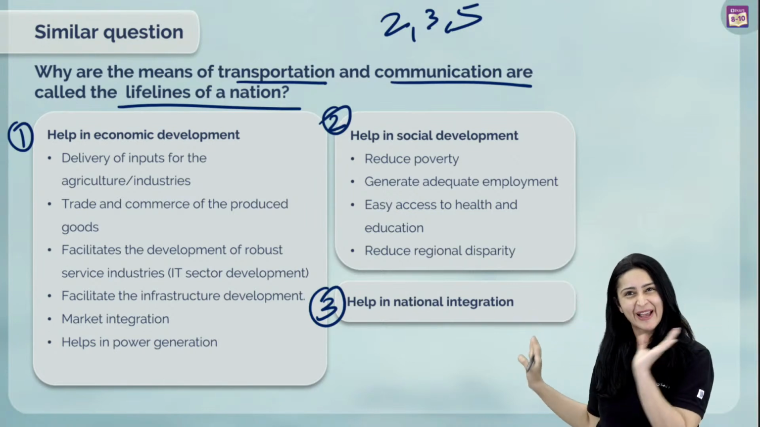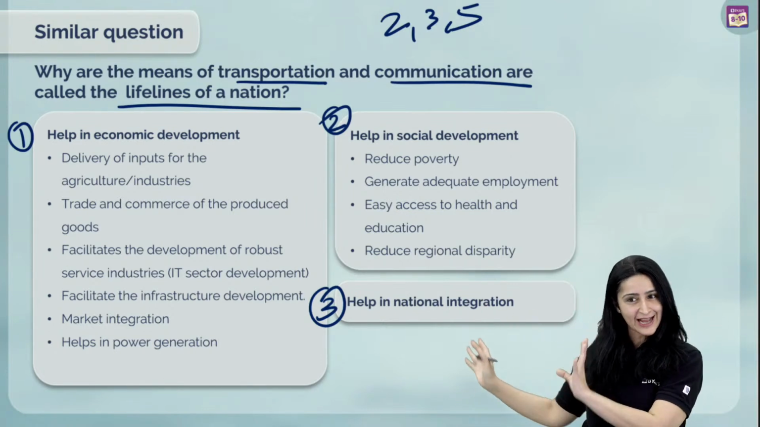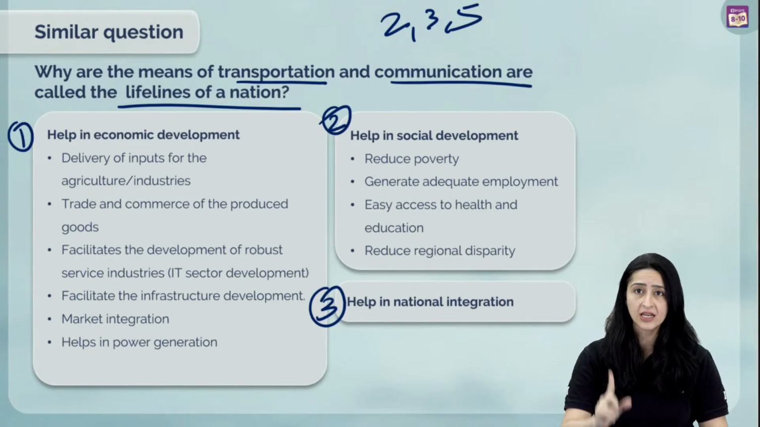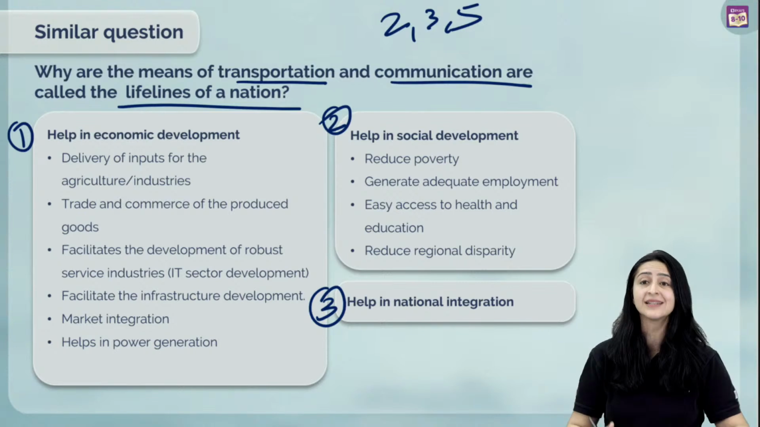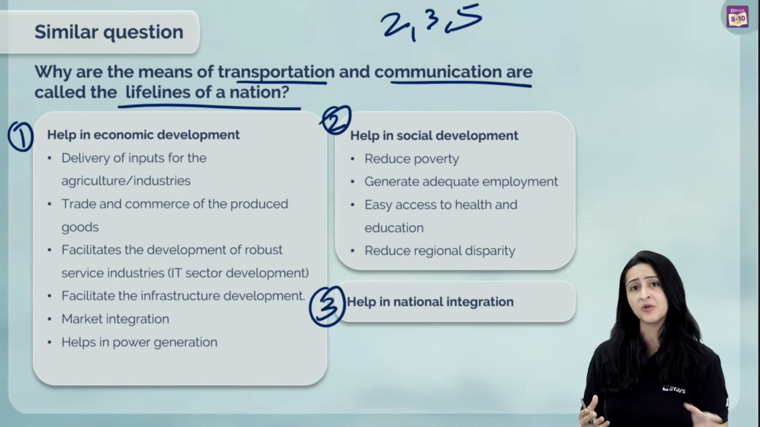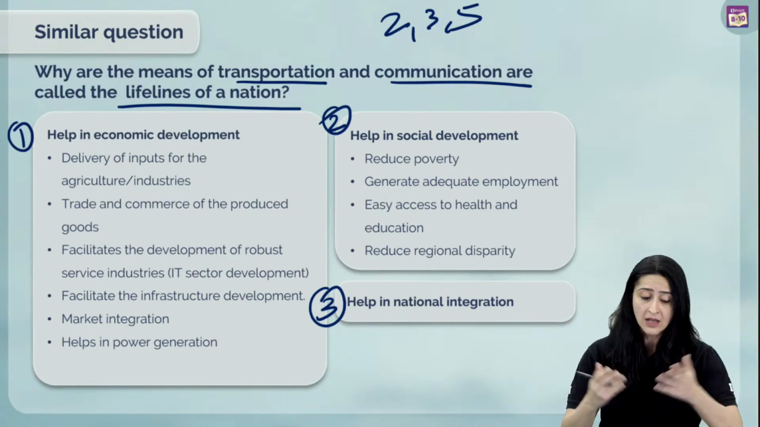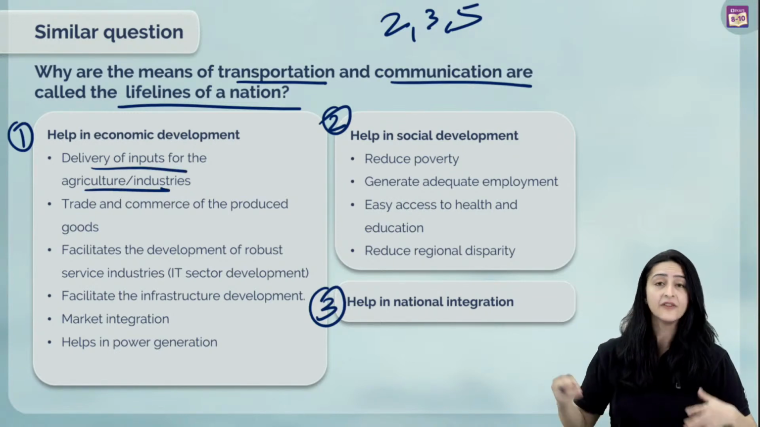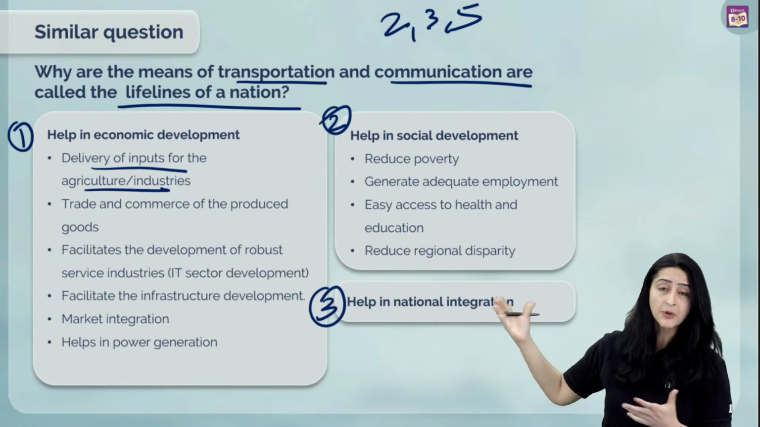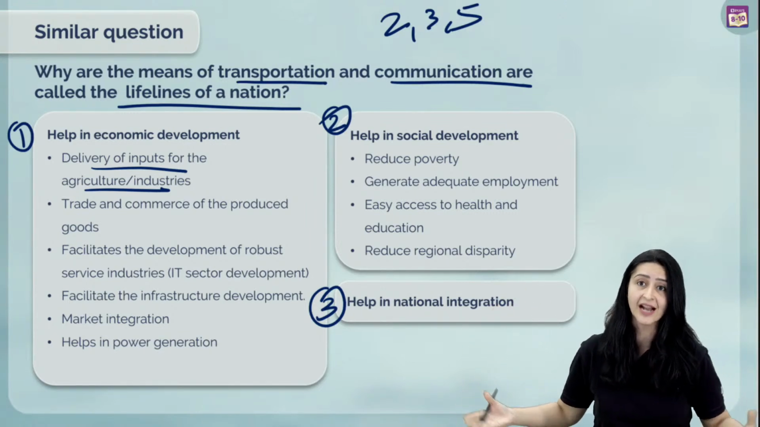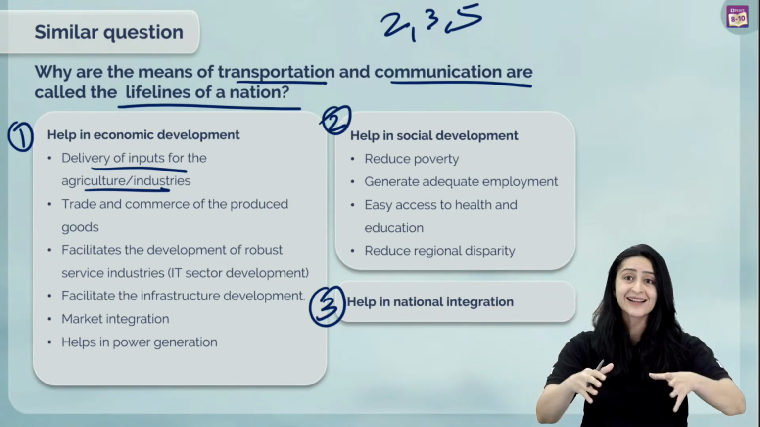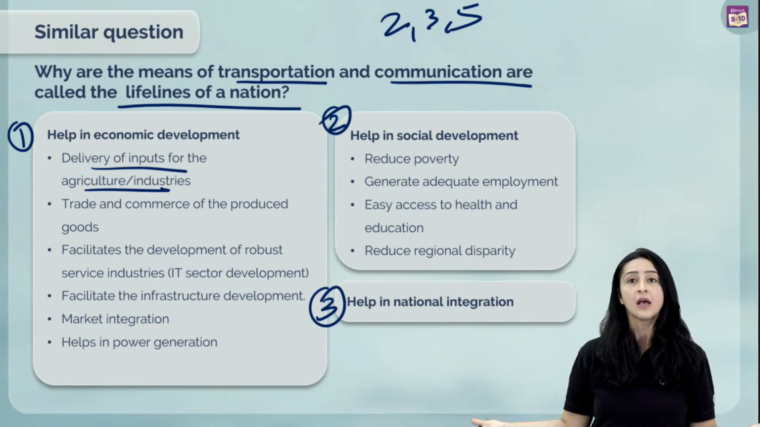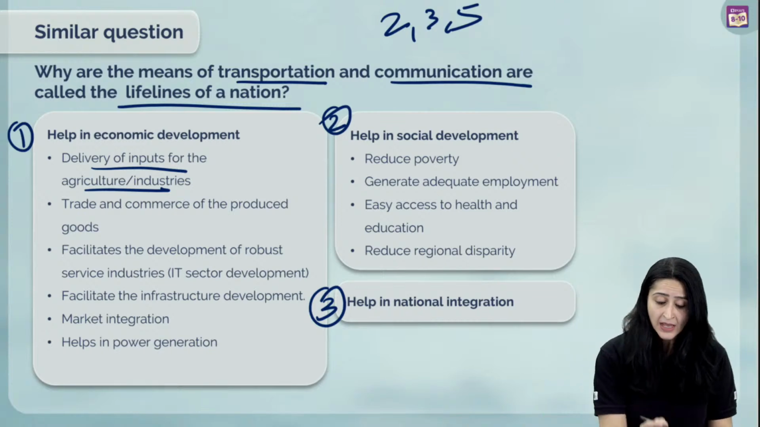For which also I have given you the detail over here in a tabular form so that you will understand it. In terms of the first reason, economic development, if you need more points, how do transportation and communication help economic development? Well, in terms of transportation, we have a delivery of inputs for the agriculture or the industries, right? So how are the raw materials or the things that are needed transported through the transportation system? So it definitely helps the economic development of the country.